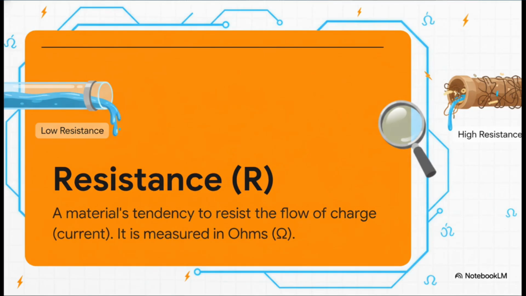And the last piece of the puzzle is resistance. Every material has some opposition to the flow of electricity. Going back to our hose, a big, wide-open fire hose has very low resistance. Water just gushes through. But a tiny, narrow coffee straw, that's got a ton of resistance. We measure this opposition in something called ohms.